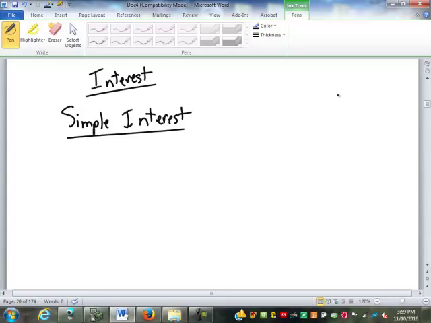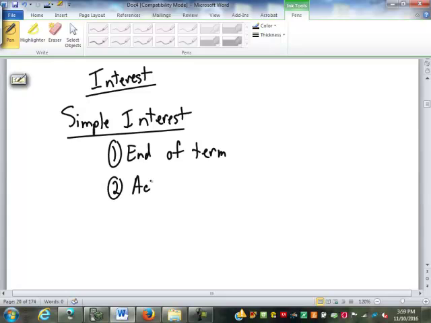Simple interest is only calculated in one of two cases. You get to the end of the term, of course you got to calculate the interest then, or if there's an action on the account. And by action I mean you make a payment or you make a withdrawal. They figure in the interest at that time. Usually they figure the interest in before the action is made.